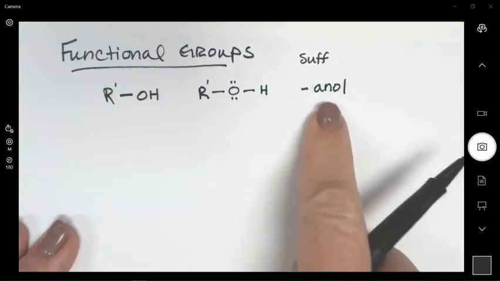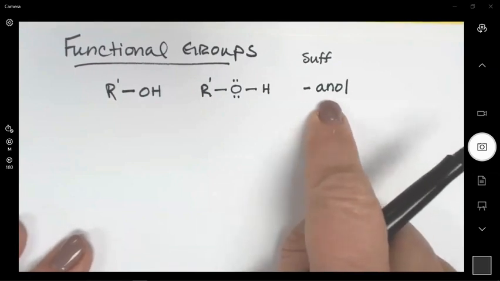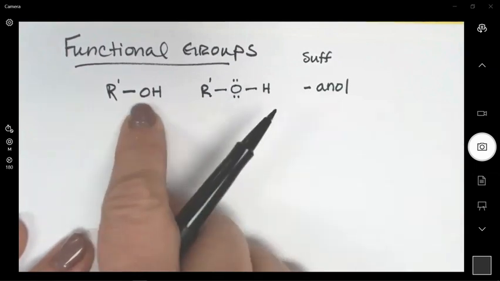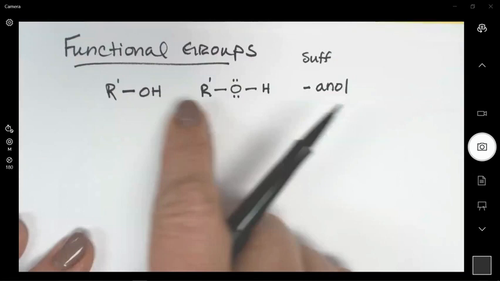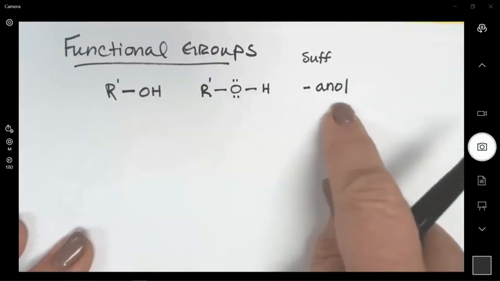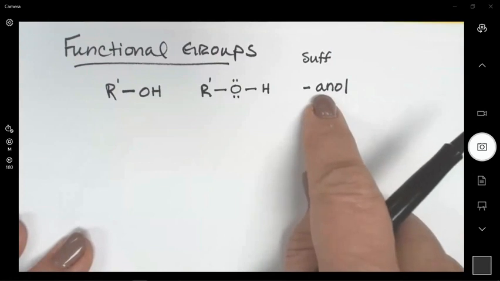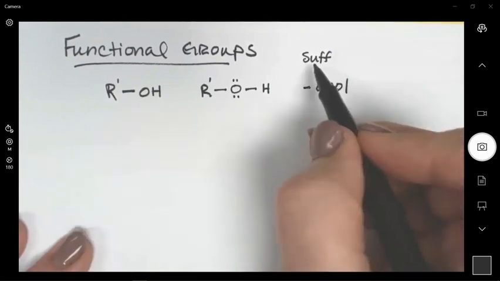The suffix is anol. So you could have propanol. That means propane, but one of the hydrogens is replaced with an OH. Have you heard of alcohols, guys? Alcohols will have an OH in their formula, right? So anols are a type of alcohol. Propanol, methanol, butanol, right? They're all OH.